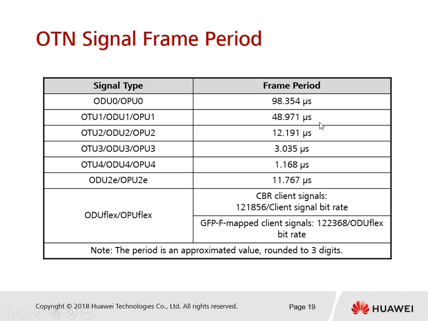We know in the SDH, the frame size is flexible. STM1, STM4, the frame size is different, but their frame period is the same. All of them are 125 microseconds. But here, for the OTN signals, the frame period is different for different signals. Okay, so now you understand why the OTU2 capacity is 4 times of the OTU1, because its frame period is less than OTU1. Okay.